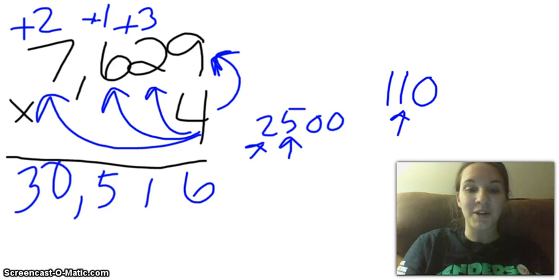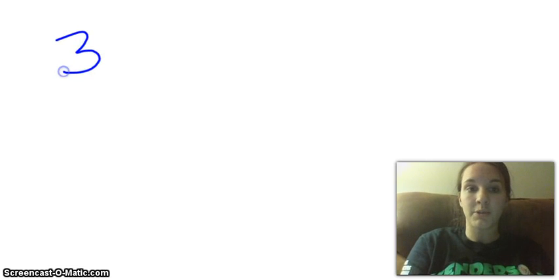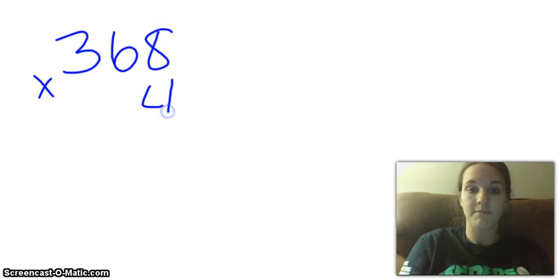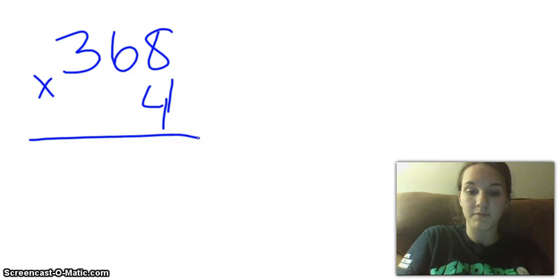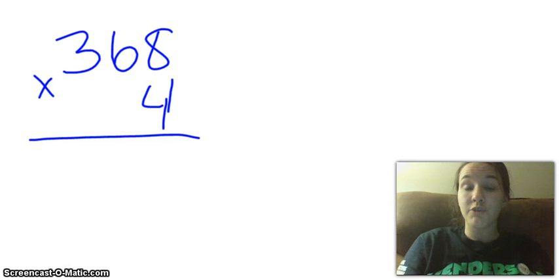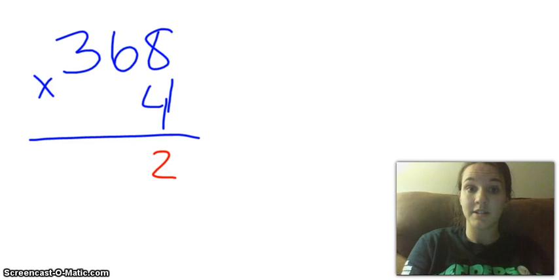Let's look at one more just for fun. This one I'm making up right now. So if we were to do another 3-digit, if we were going to do 368 times 4, so I start in my ones. 4 times 8 is 32. Keep the 2 ones, carry my 3 tens.